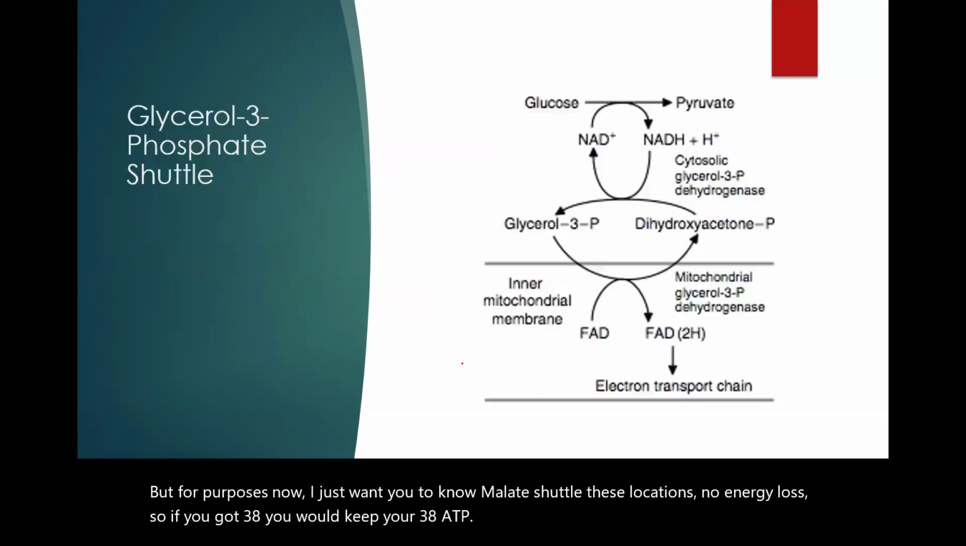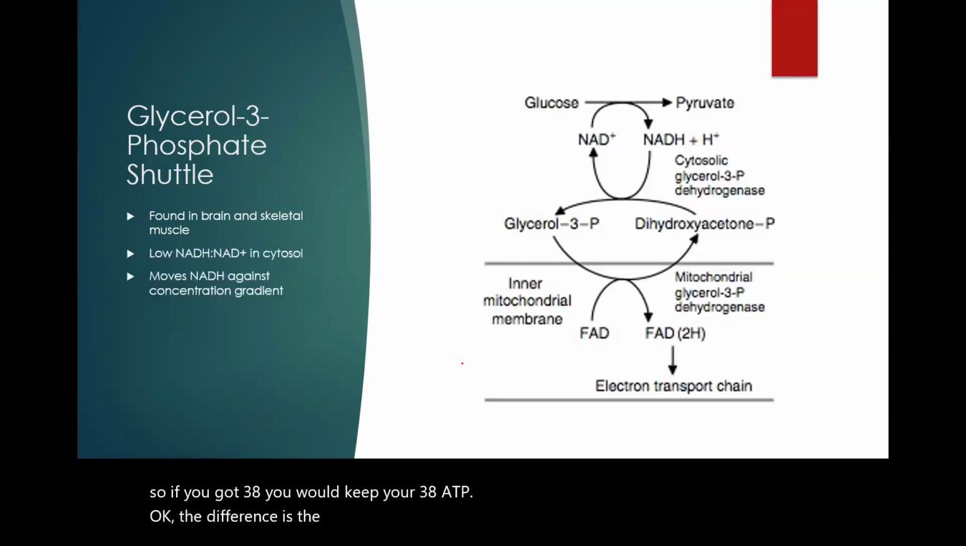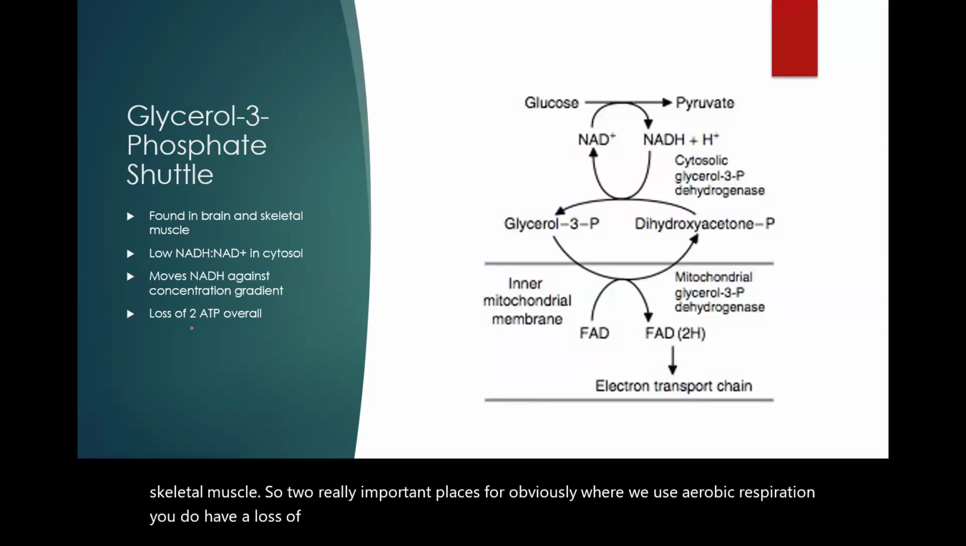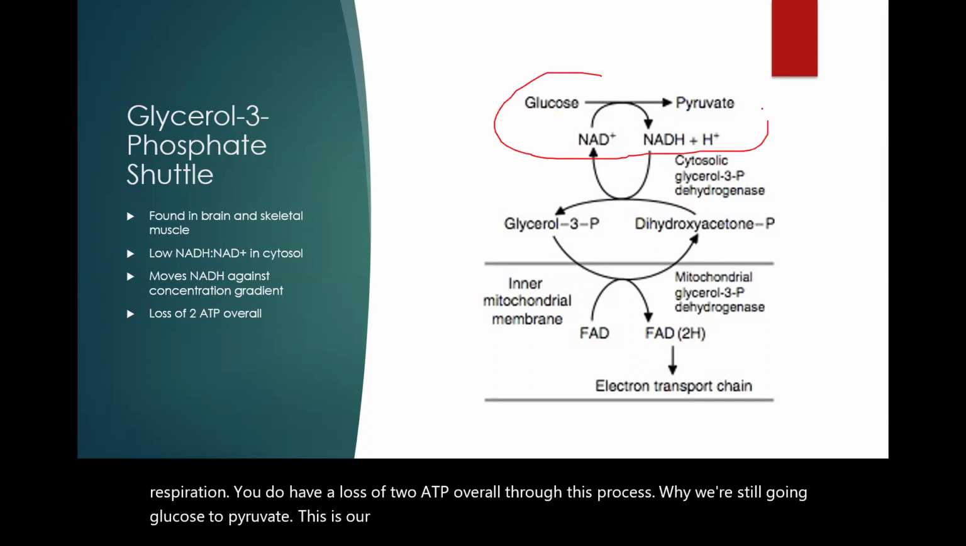Okay. The difference is the glycerol 3-phosphate shuttle. This is found in brain and skeletal muscle. So two really important places for obviously where we use aerobic respiration. You do have a loss of 2 ATP overall through this process. Why? We're still going glucose to pyruvate. So this is our glycolysis here.